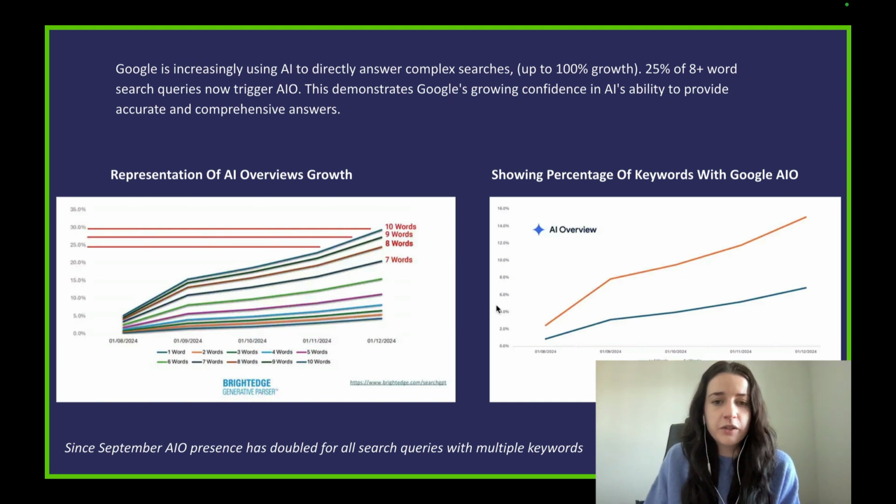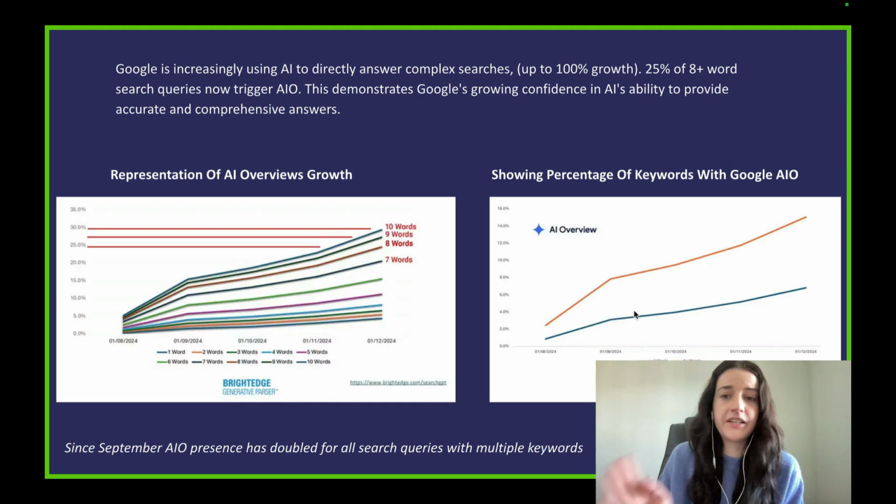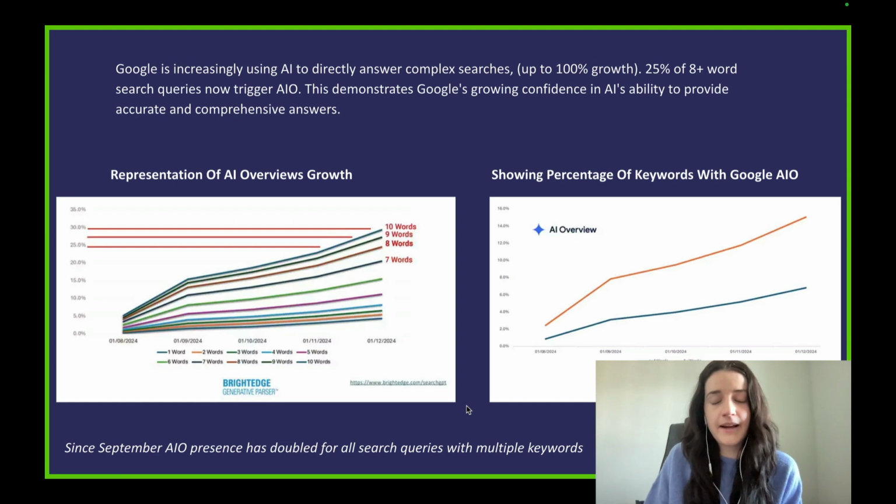So these two graphs show a bit of representation of how AIOs have grown. You can see the one on the left shows the number of keywords that AIOs are showing for, and then you can see on the right hand side how that number has also increased, and the percentage of keywords that Google has been using with an AIO. So since September, the AIO presence has doubled for all search queries with multiple keywords. So again, it just shows how much better it has become at answering those more complicated, longer questions.